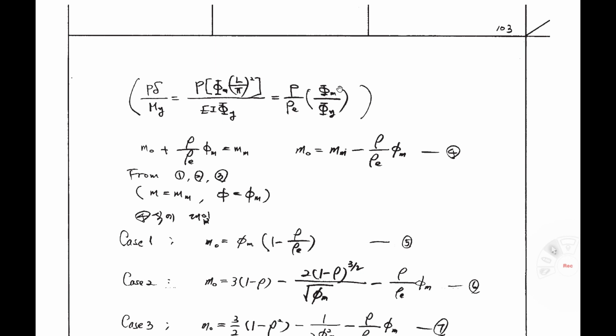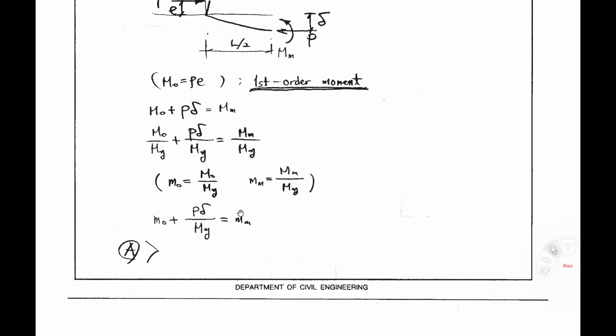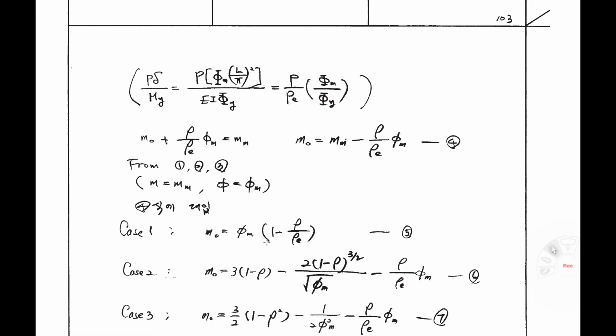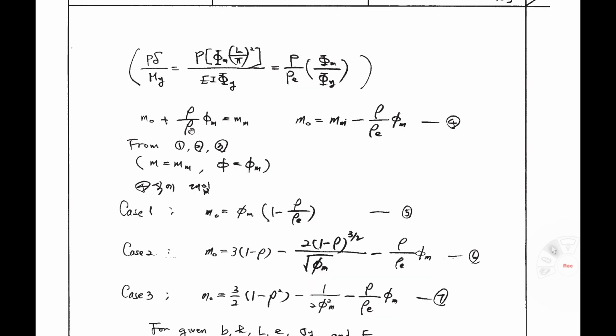That normalized curvature, small phi, means normalized by phi_y. Sub m means midspan. This equation m0 equals this one from this equation, and m. You get this equation, so the normalized first order moment can be written like this. If you move this term to the right hand side, that equation is 4. And then you have equations 1, 2, 3 here.